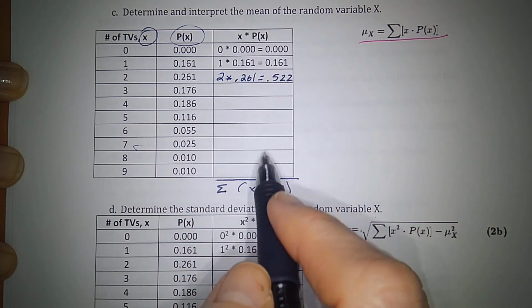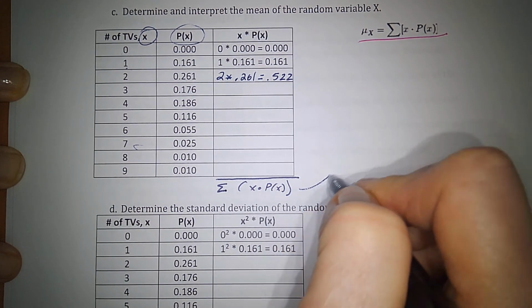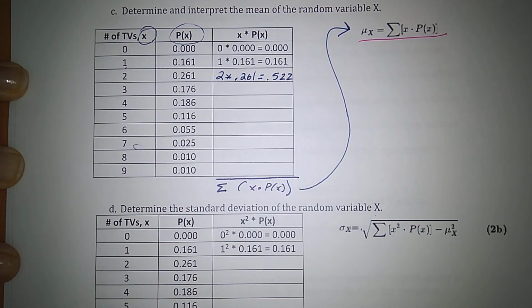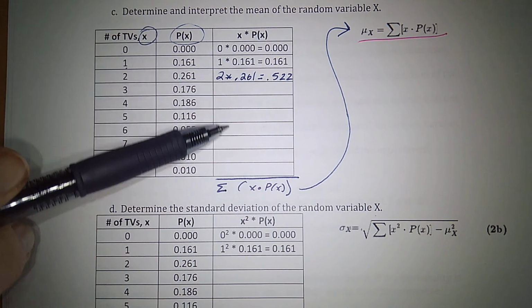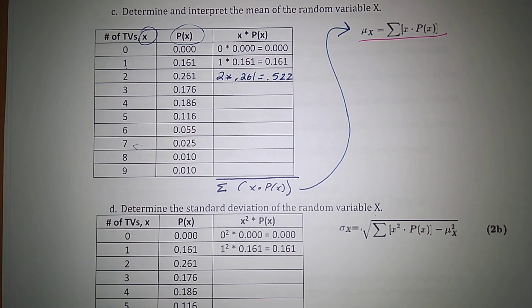And when you add all of those numbers together, you actually get the same thing, which is what our mean is. So I'm going to let you finish the table, and you'll be able to then determine what is the average number of TVs per household. So pause the video now.